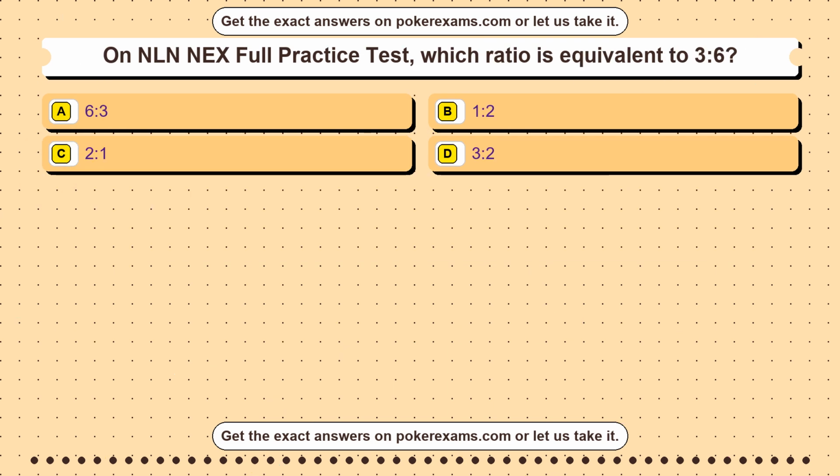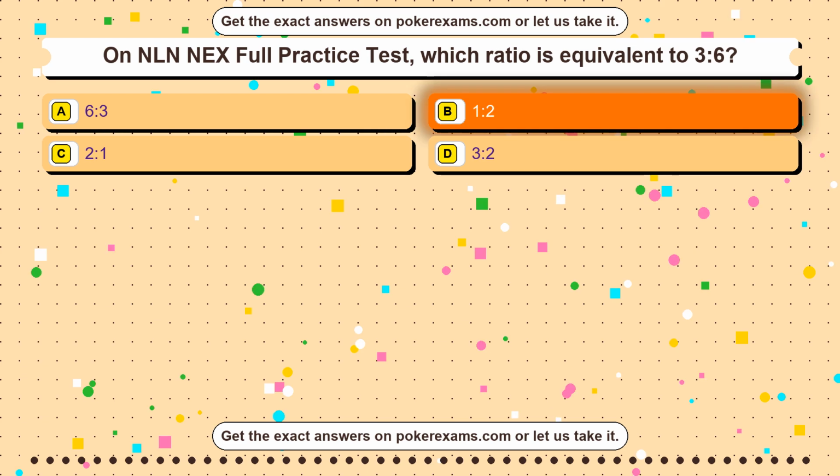Question 24. On get functions practice, which term means the result of an experiment can be repeated? Option A estimated. Option B reliable. Option C biased. Option D ancient. The correct answer is option B.